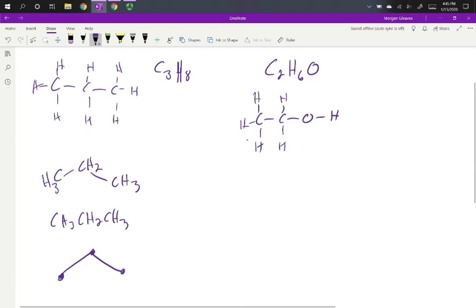So we can draw it full structure showing everything. We can try to shorthand it a little. CH3, CH2OH. And if we want to do it as a skeletal, well, we have our first carbon go to our second, and our second carbon goes to oxygen.